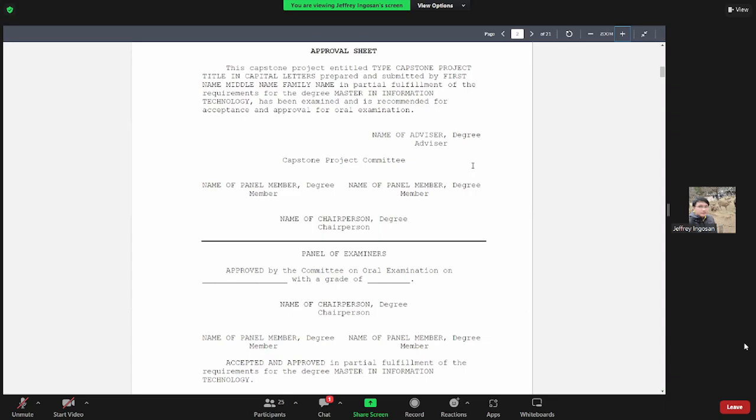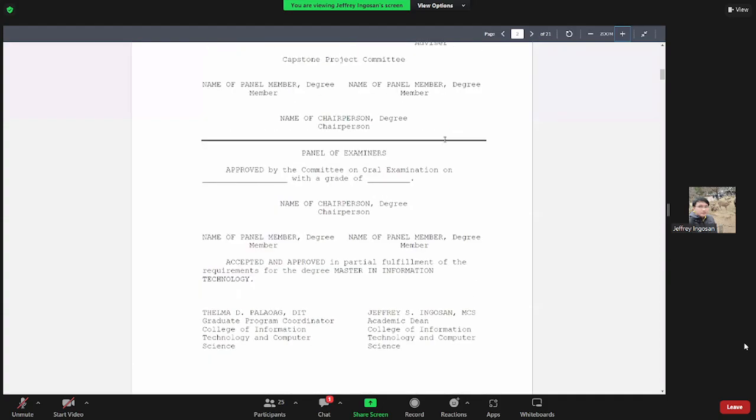And of course, there's a requirement. Your external panel member, whoever you would be recommending, should be a graduate of any ITE master's degree. So could be a graduate of a master's in computer science, or a master's in information technology, or a master's in information systems. And then below, you have their panel of examiners. So again, you just write there the name of the panel members.